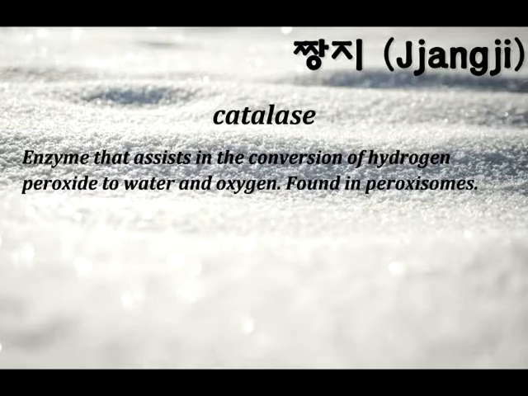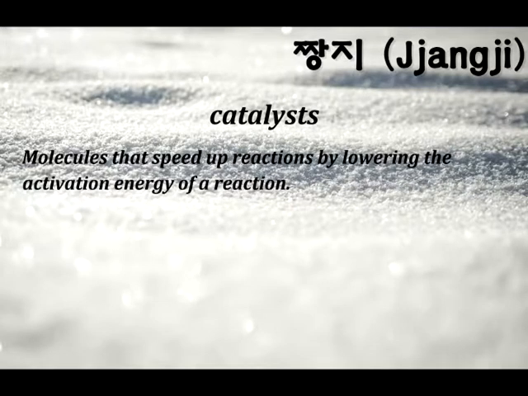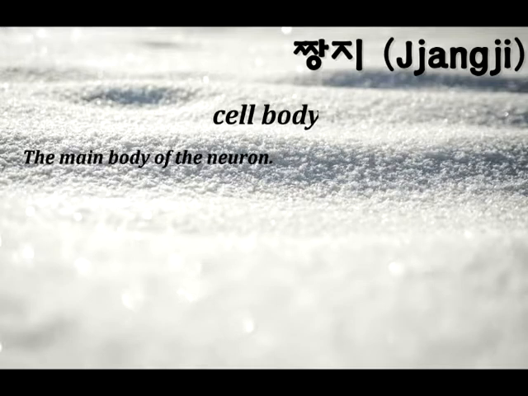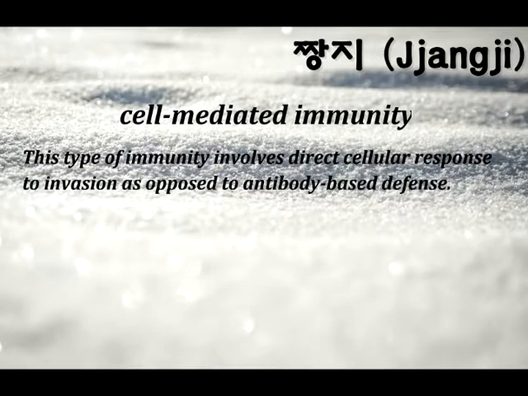Catalase, enzyme that assists in the conversion of hydrogen peroxide to water and oxygen. Found in peroxisomes. Catalysts, molecules that speed up reactions by lowering the activation energy of a reaction. Cation, ion with a positive charge that contains more protons than electrons. Cell body, the main body of the neuron. Cell-mediated immunity. This type of immunity involves direct cellular response to invasion as opposed to antibody-based defense.